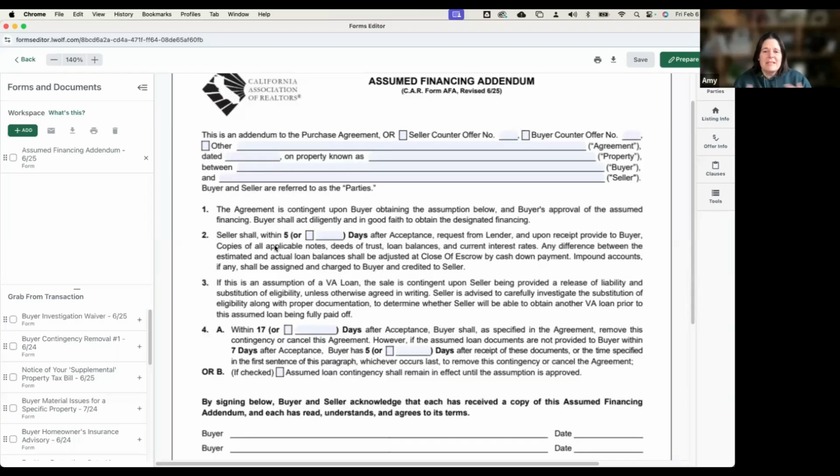Okay. Signing below, everybody acknowledges they read, understand, and agreed to the terms. Any questions? Crystal, did I answer your questions regarding the assumed financing addendum?